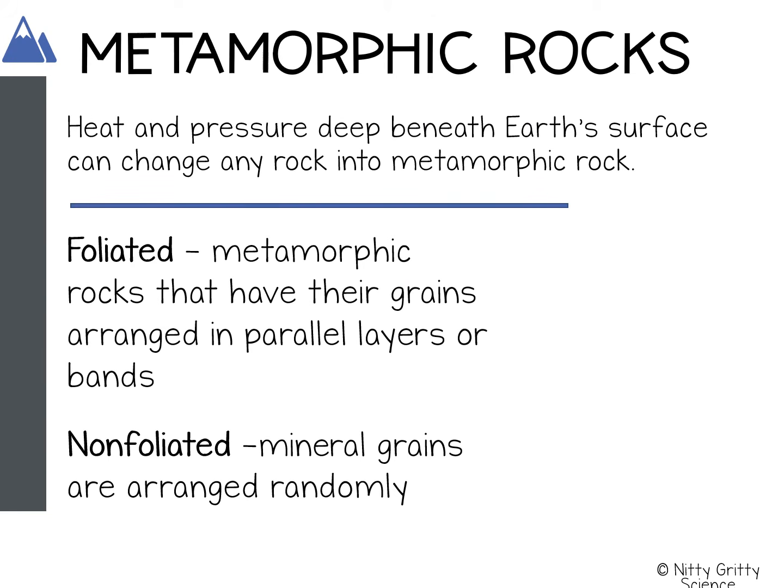Now with metamorphic rock, geologists classify them according to the arrangement of the grains that make up the rocks. Metamorphic rocks that have their grains arranged in parallel layers or bands are said to be foliated and can be easily split along them. One common foliated rock is slate. When metamorphic rocks have mineral grains arranged randomly, they are called non-foliated. And non-foliated metamorphic rocks do not split into layers. Examples of non-foliated rocks are marble and quartzite.